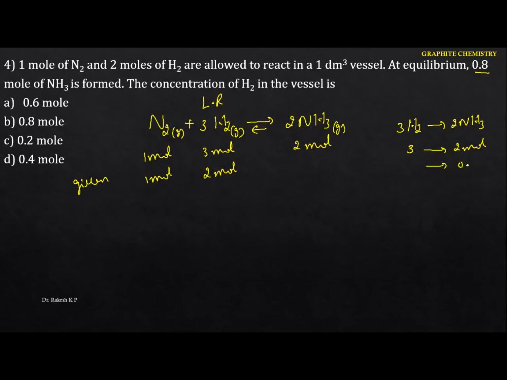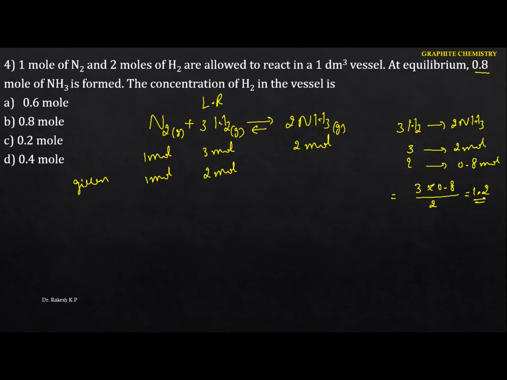That means 0.8 mole of ammonia is formed. We don't know how much hydrogen will react. So if we do the cross multiplication, 3 into 0.8 divided by 2, we get 1.2. That means out of the 2 moles of hydrogen, this much will be reacted.